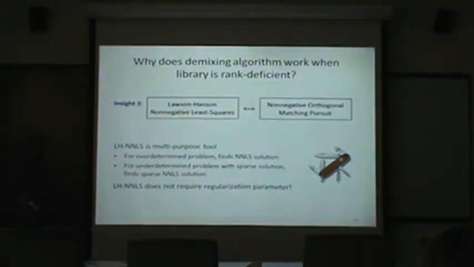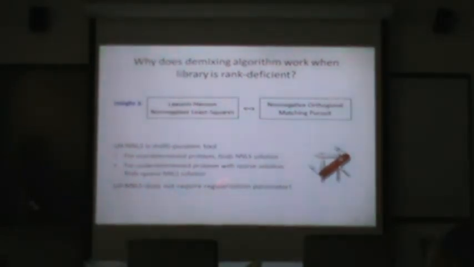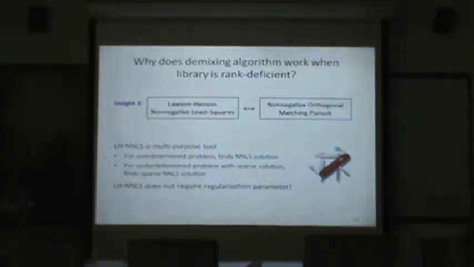a multi-purpose tool. If you feed it an overdetermined matrix, it will find a non-negative least squares solution, just like people commonly use it all the time. But for an underdetermined problem that has a sparse solution, you can also use it to find a sparse non-negative solution. And the beauty of it is that this algorithm doesn't require any kind of regularization parameter. And so that's why I say that the demixing algorithm has intrinsic regularization, because it doesn't depend on any kind of user-defined, empirically derived regularization parameter.